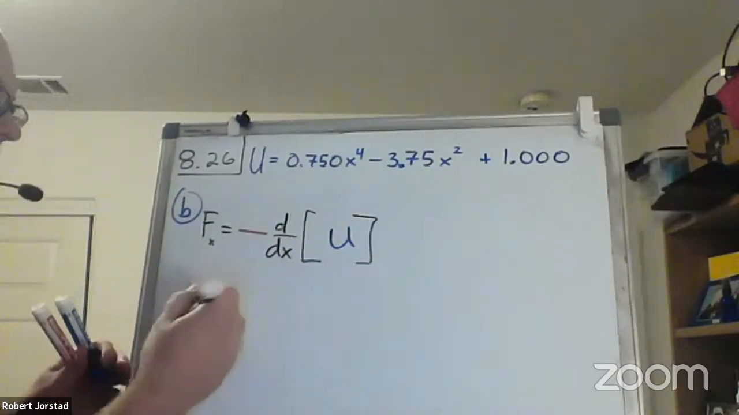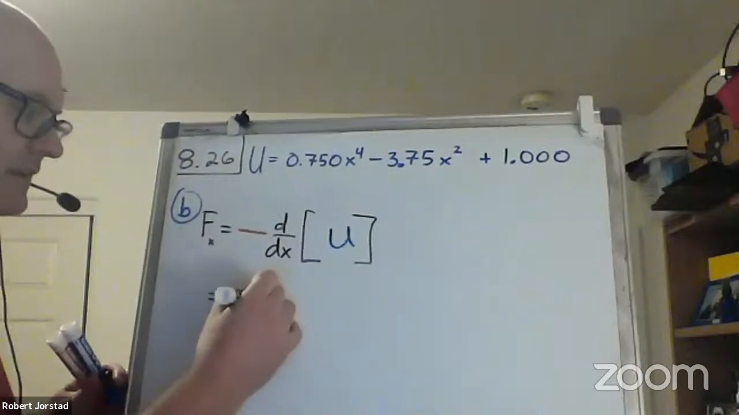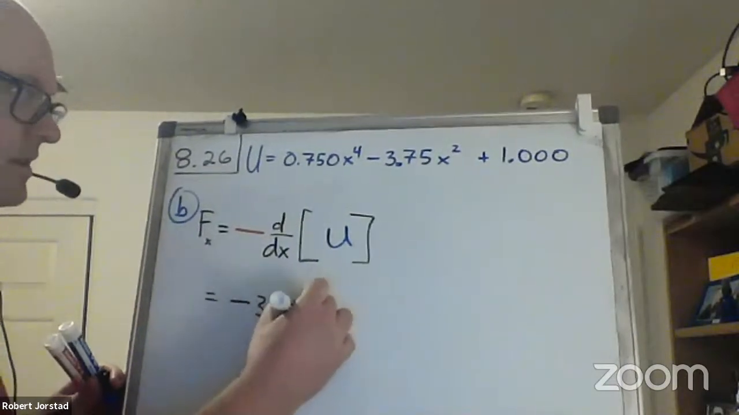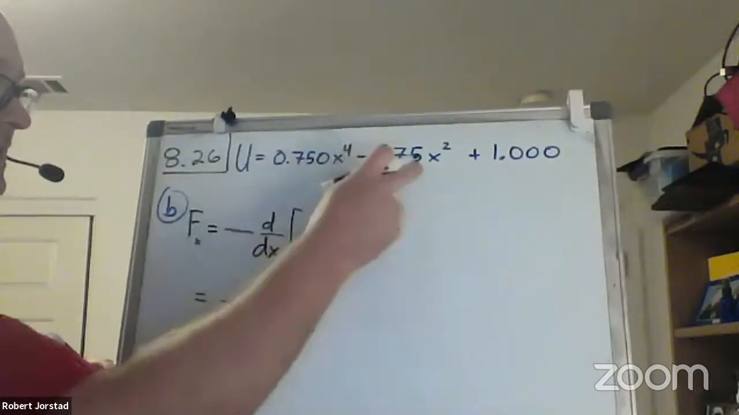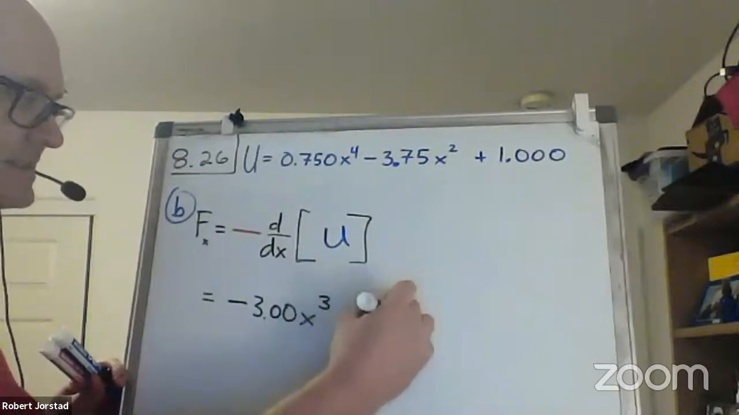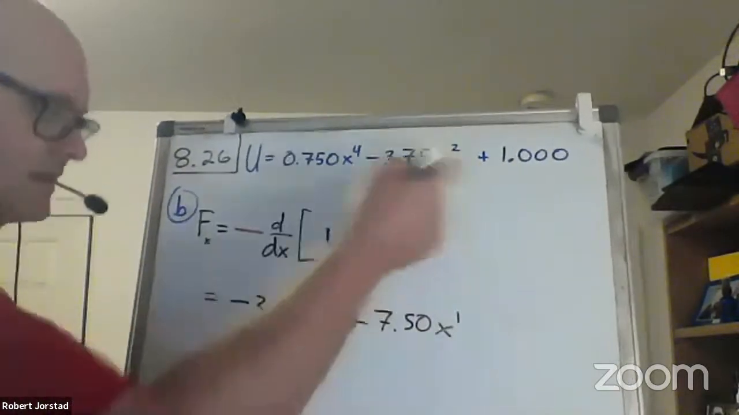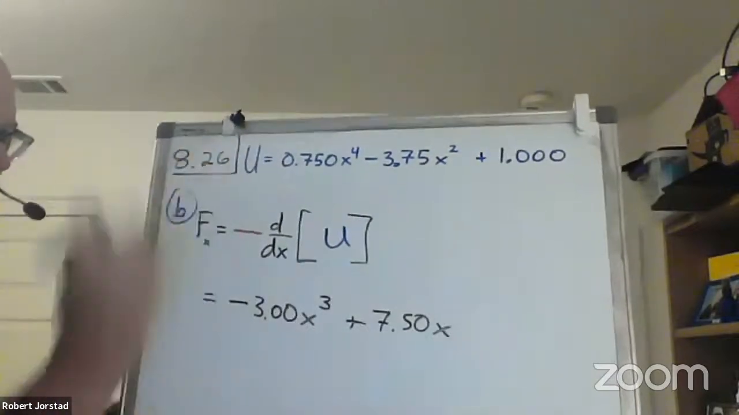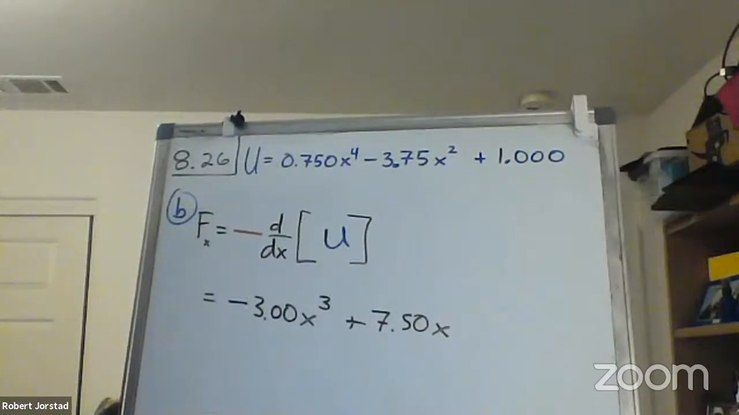Okay, so then the first term is going to give me negative 3.00 x to the 3. This one is going to give me positive 7.50 x to the 1. And the other term's done. So hopefully I got that right. Did I screw up anybody, or is that good?